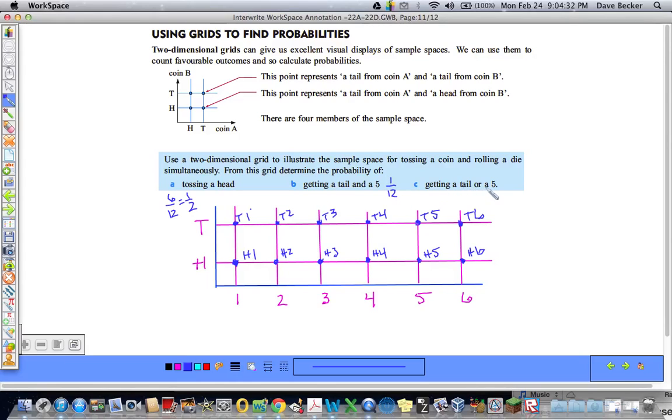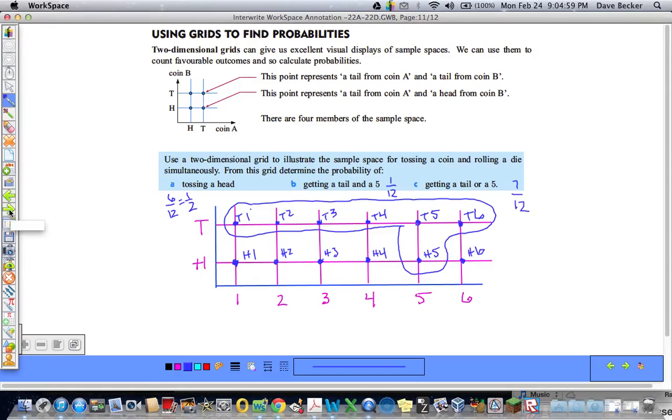Getting a tail or a 5. Well, that would be all of these, because you can get a tail or you can get a 5. So these are all tails, but this counts as well because there's a 5 here, since it's an or. It doesn't have to be both, it's just or. So this is 6, 7. This is 7 out of 12 would be our probability.